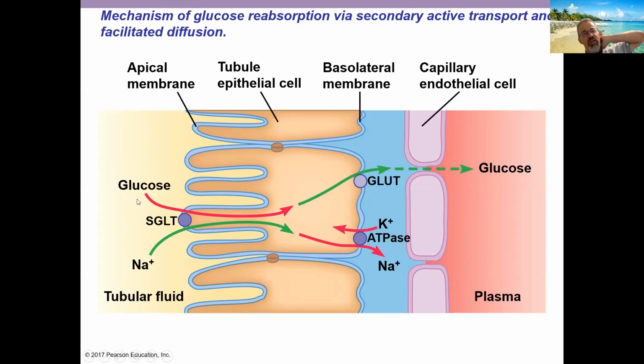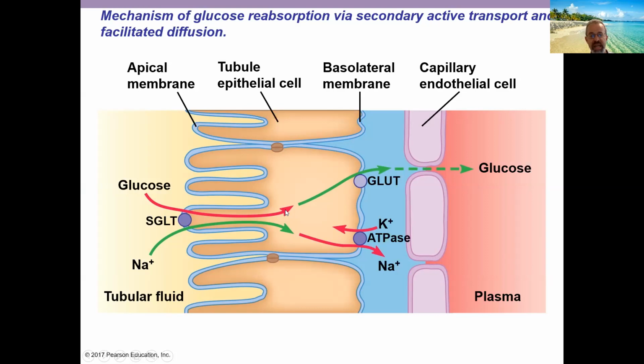Glucose is reabsorbed from the kidney tubule into a kidney cell by way of a protein called SGLT, which stands for sodium glucose linked transporter. It's called that because both sodium and glucose are brought in simultaneously. Sodium goes down its gradient, glucose up its gradient. But nonetheless, this is how it enters into the cell, by SGLT.